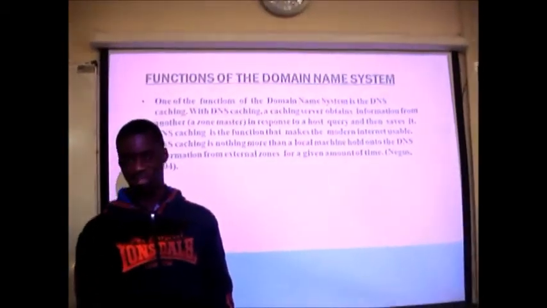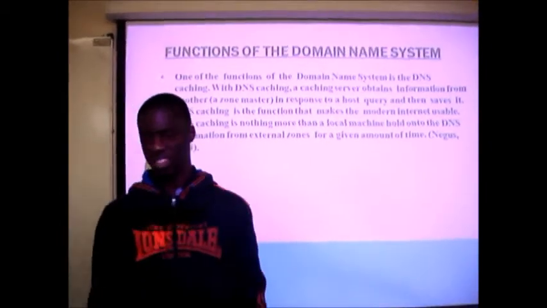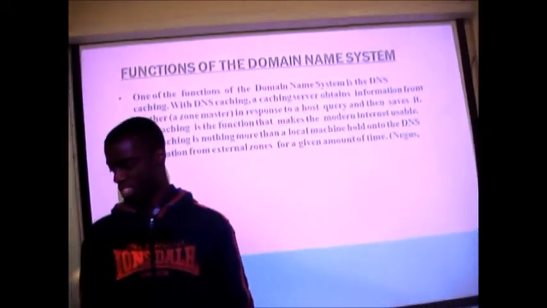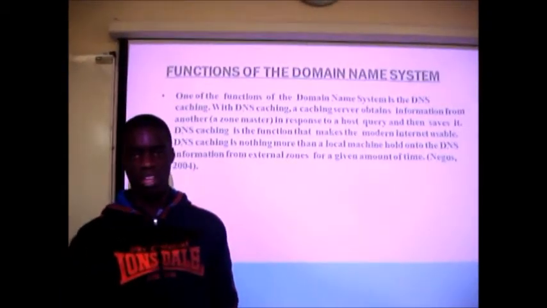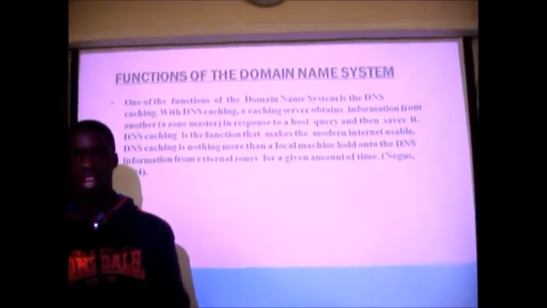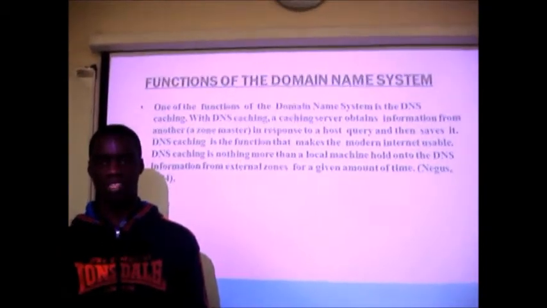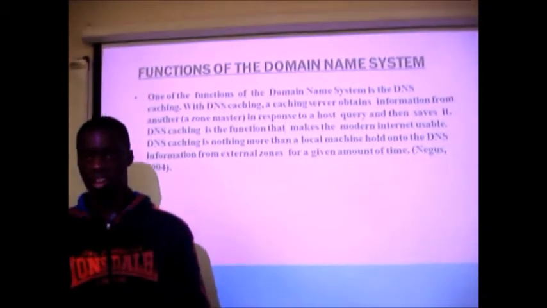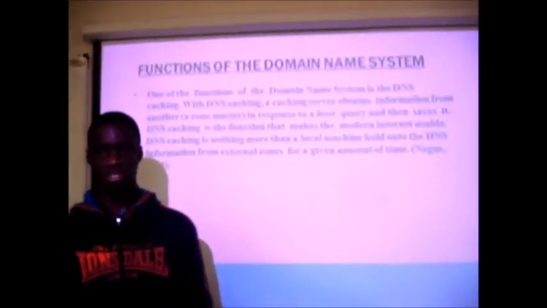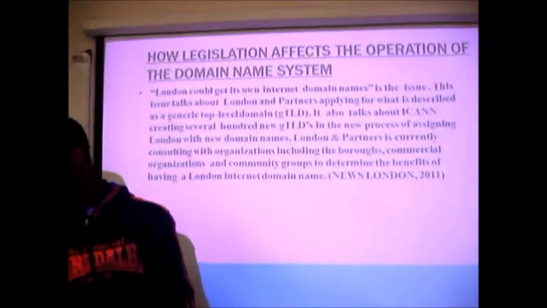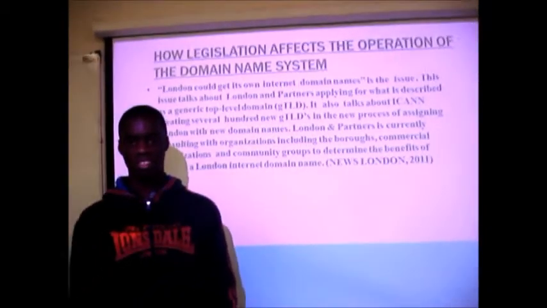And talking about the function of the domain name, we have the DNS caching. DNS caching obtains information from another server, and it keeps readily stored information so that any sought resource from the internet can be accessed easily. It's like the caches in our computers that have temporary storage of our information so that it will be accessed easily. And how legislation affects the DNS system.